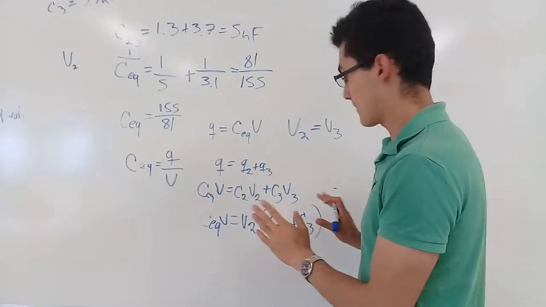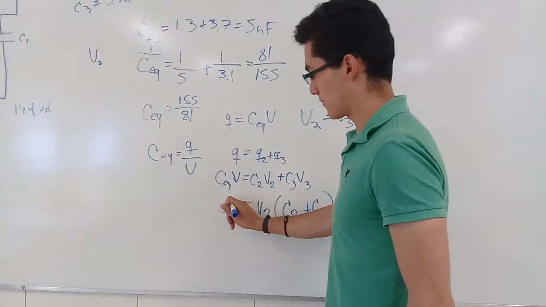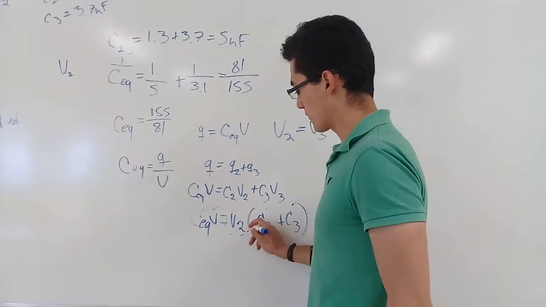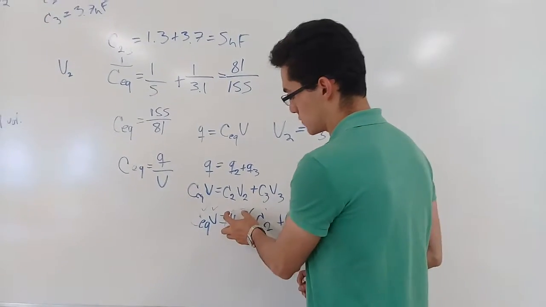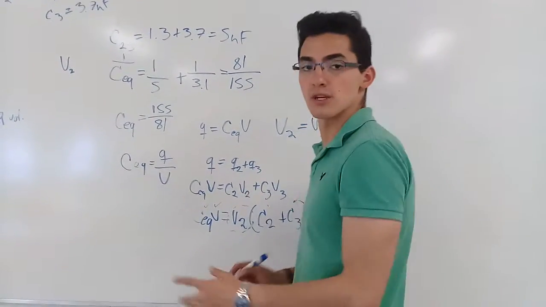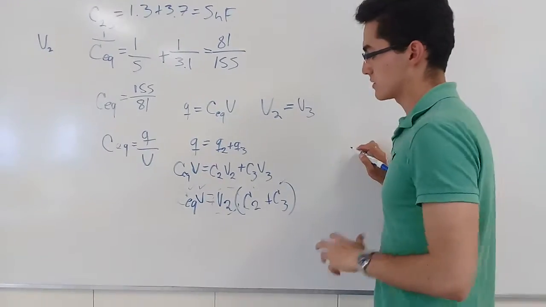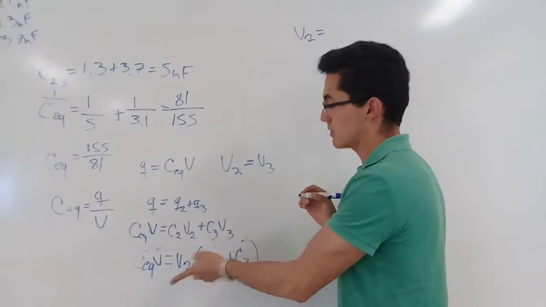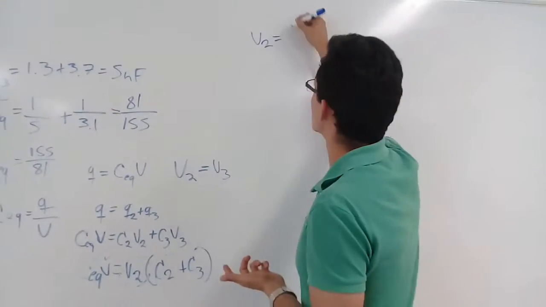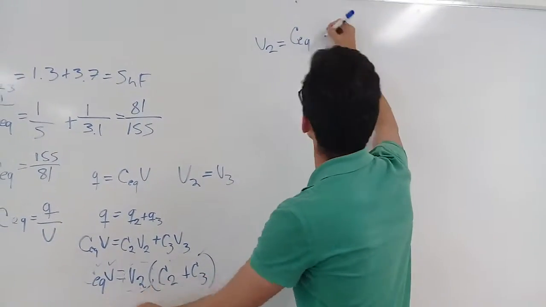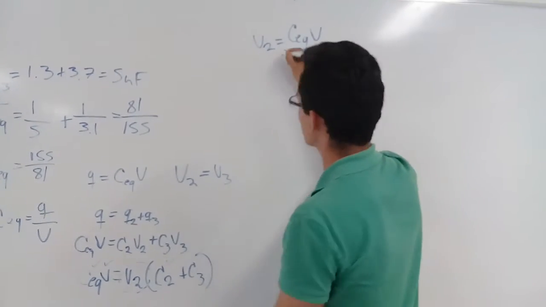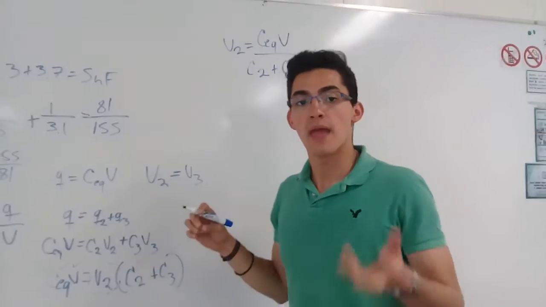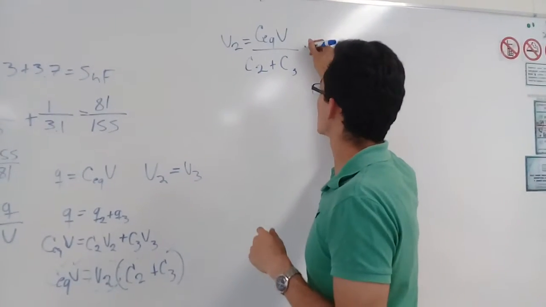And once we have this expression, we know this term, this term, this term, and this term, but we are looking for our voltage number 2. So we have to get this out of the expression, and then we can substitute our values. If we get the voltage 2 out of the expression, it's equal to our capacitor of equilibrium times our voltage over the sum of the capacitor 2 plus the capacitor 3.